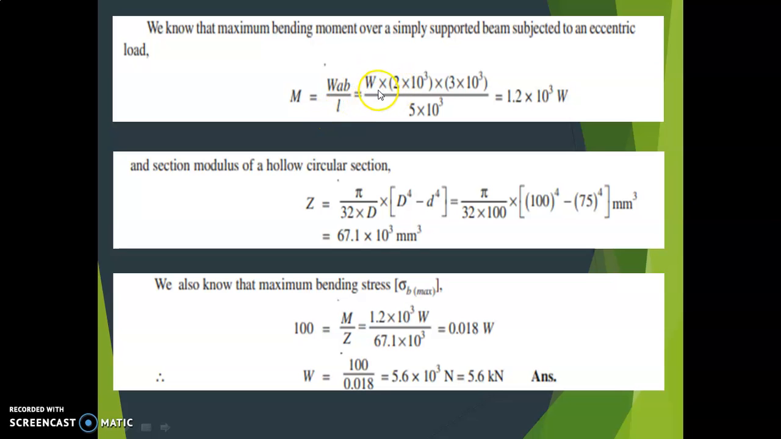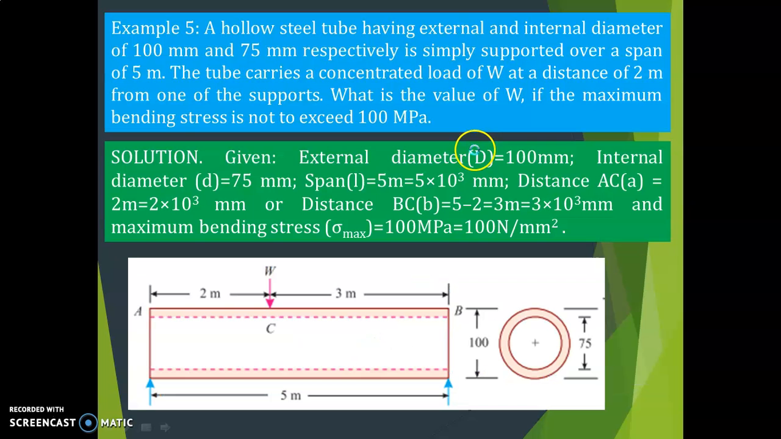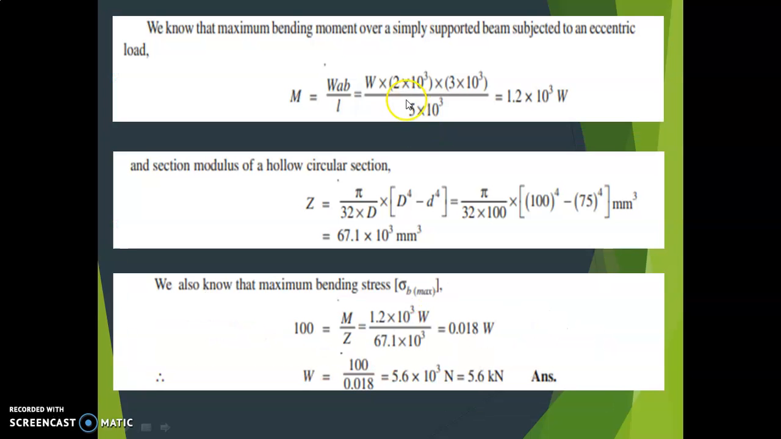W we don't know, we have to calculate. This distance is A and this distance is B. So A is 2 meter and B is 3 meter, into 10 raised to 3 because it is in millimeters, divided by 5 into 10 raised to 3 millimeter. So that is equal to 1.2 into 10 raised to 3 W.